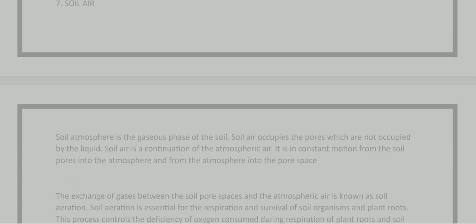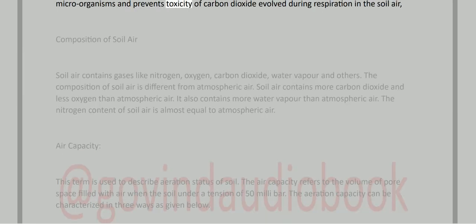7. Soil air. Soil atmosphere is the gaseous phase of the soil. Soil air occupies the pores which are not occupied by the liquid. Soil air is a continuation of the atmospheric air. It is in constant motion from the soil pores into the atmosphere and from the atmosphere into the pore space. The exchange of gases between the soil pore spaces and the atmospheric air is known as soil aeration. Soil aeration is essential for the respiration and survival of soil organisms and plant roots. This process controls the deficiency of oxygen consumed during respiration of plant roots and soil microorganisms and prevents toxicity of carbon dioxide evolved during respiration in the soil air.